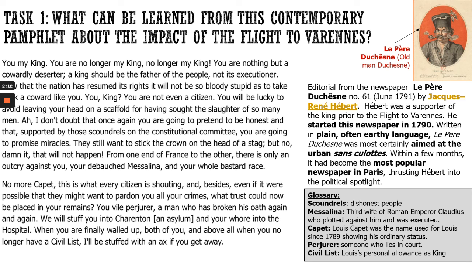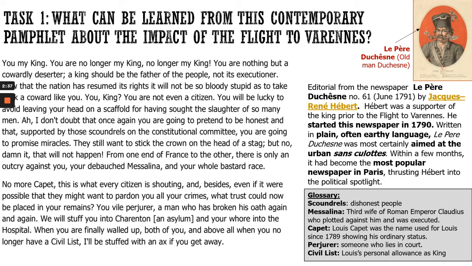It was written by Jacques-René Hébert, who will come up a little bit later on as well. If you can see here, you've got a hyperlink and it's on the sheet as well. You might want to read the Alpha History page on Hébert. There's some information about what he goes on to do later on in the revolution, the more radical phase during the Terror. So he was the writer, the editor of this newspaper, which was only started in 1790, but carries on until about 1794.